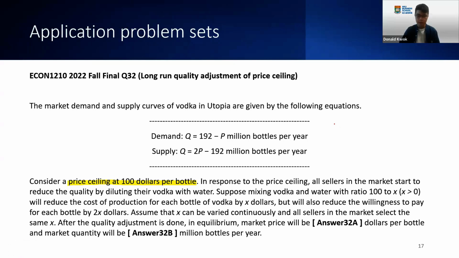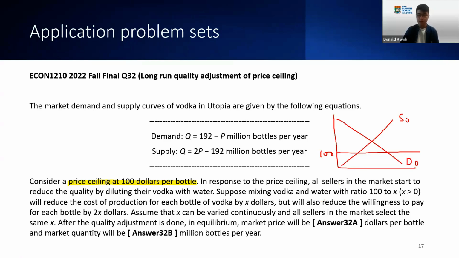So what happens in the market? Let me draw a demand supply diagram here for you to briefly understand what is happening in the market. So we have the effective price ceiling below the equilibrium price. In response to the price ceiling, there will be quality adjustment in the longer run.